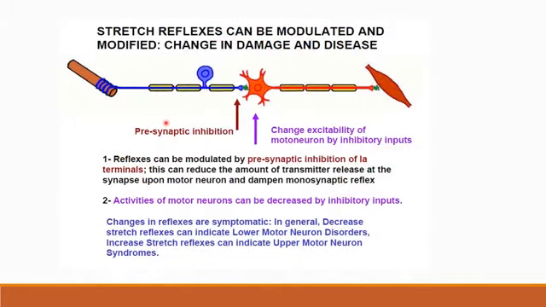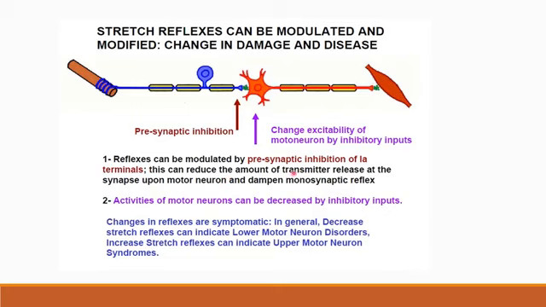And these stretch reflexes can be modulated and modified, that is, changed in damage and disease. So reflexes can be modulated by presynaptic inhibition of 1A terminals. This can reduce the amount of transmitter release at the synapse upon the motor neuron and dampen the monosynaptic reflexes.